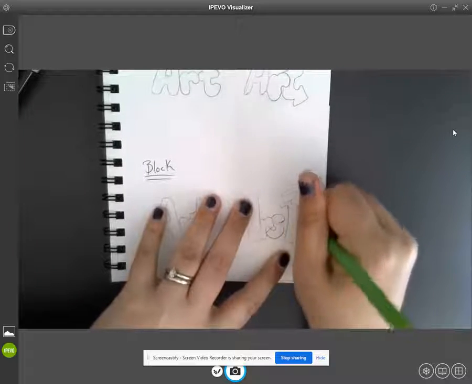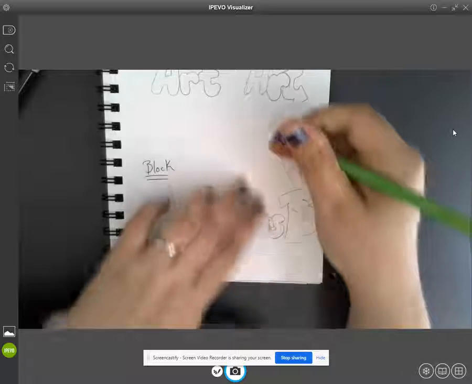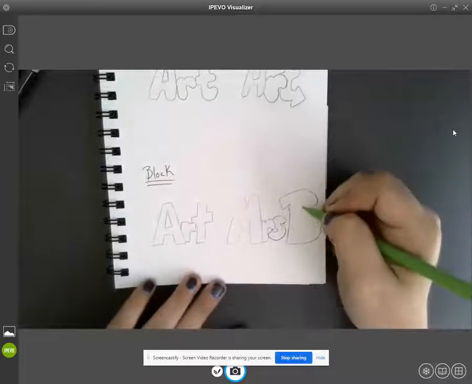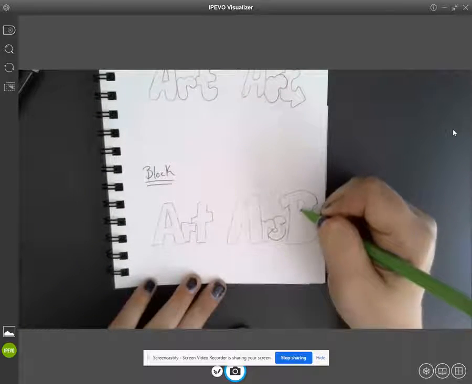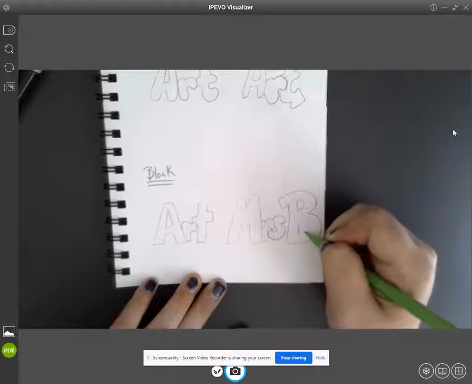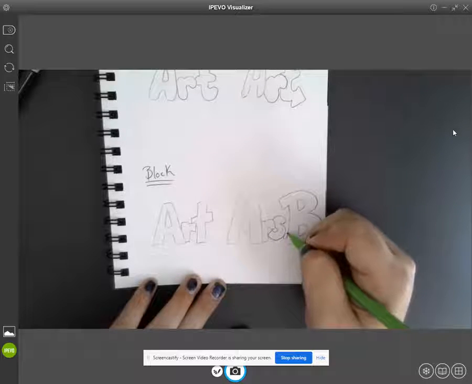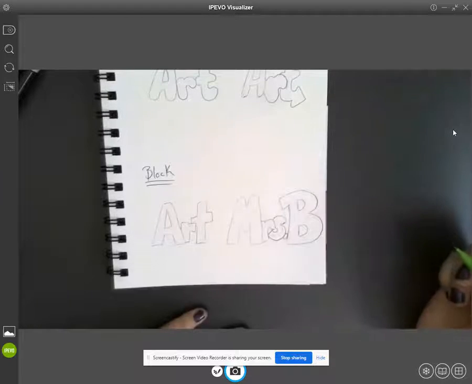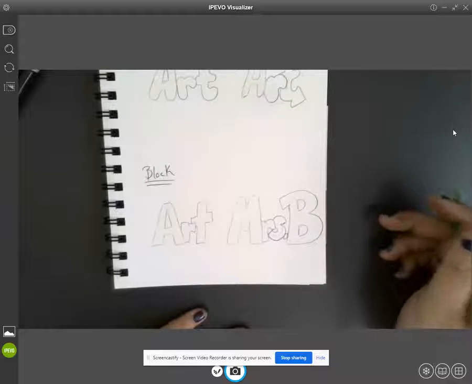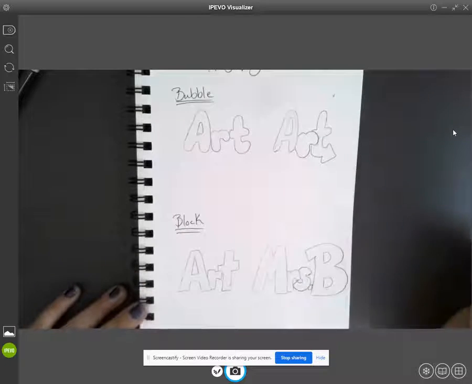And then go back and check your work. You never want to just assume you did it right. Go back and look at it. And what I notice I'm missing is the holes in my letters here. And I'm missing the little period that you put at the end of Ms. because it's short for Mrs. Alright, so that's how you do block letters and bubble letters.